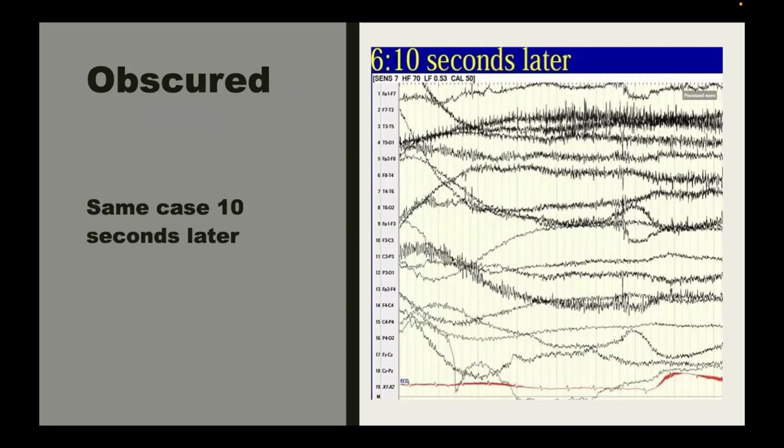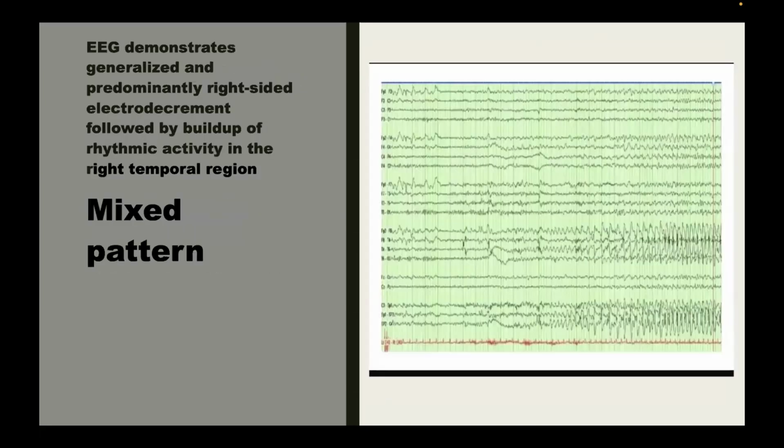Also, this is a second data. This is one of the many examples of EEG pattern. This is generalized EEG, generalized and predominantly right-sided electrodecremental pattern. It is an electrodecrement first, with beta activity in the right temporal region. We notice this very frequently in the temporal lobe.